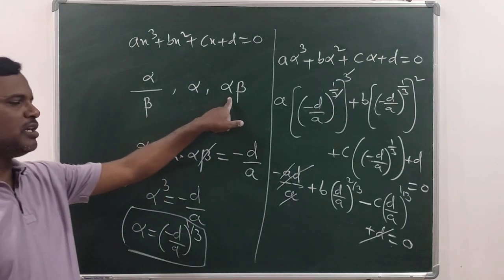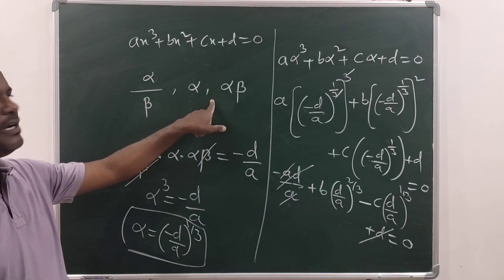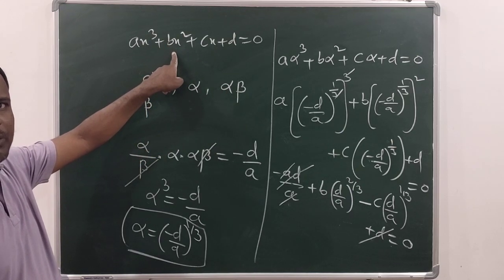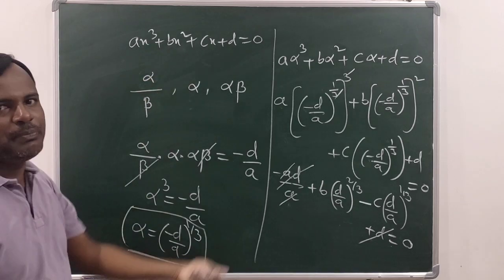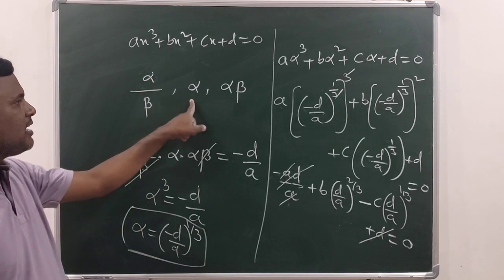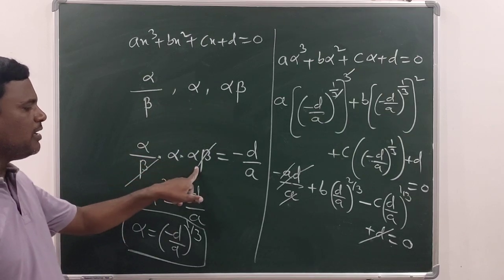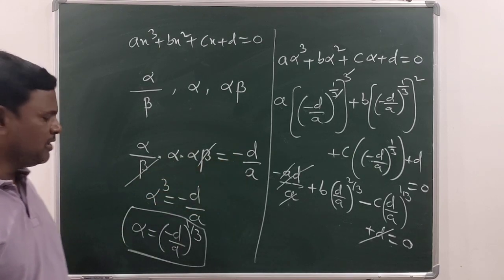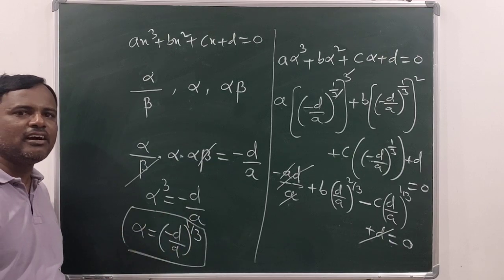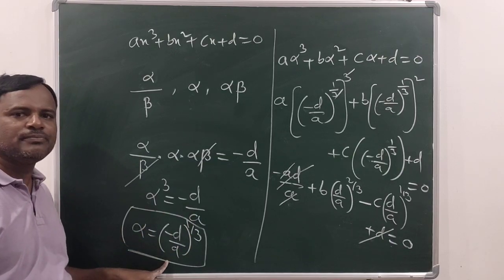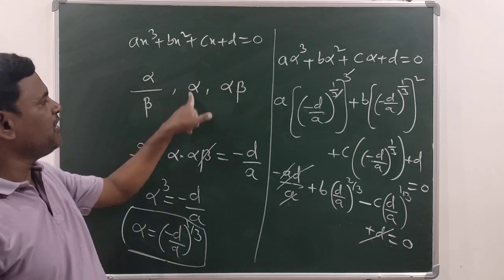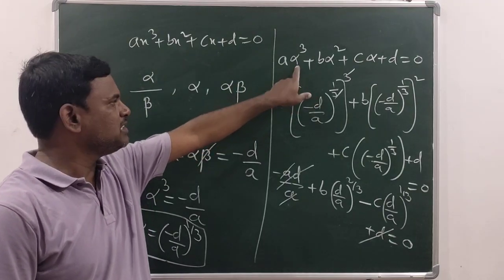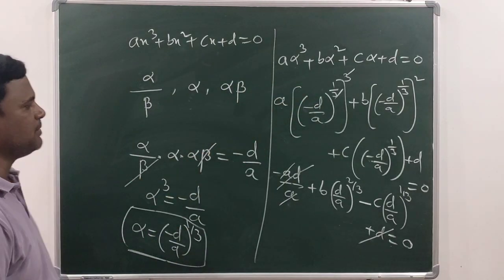I considered whose roots as alpha by beta, alpha, alpha beta, when the roots of the cubic polynomial are given as in GP. So later on what did I do? I took whose product. So you know that relation: product of the roots equal to minus d by a. So here alpha cube equal to minus d by a I got. So I made alpha as subject. Now as you know, alpha is one of the roots of this cubic equation. Hence I replaced x by alpha, I got this. Now replace this alpha by this and go for simplification.